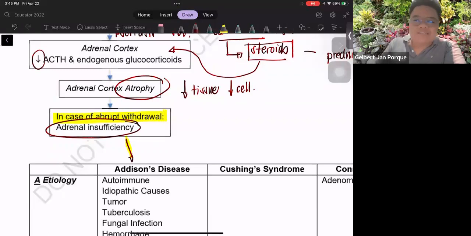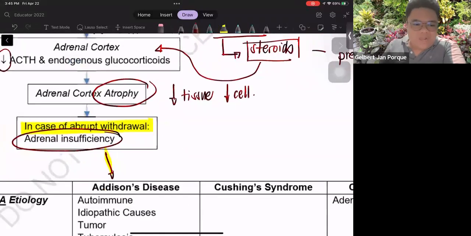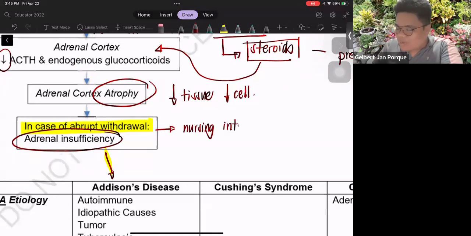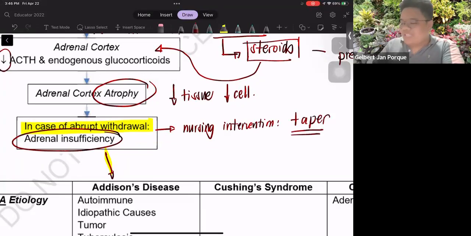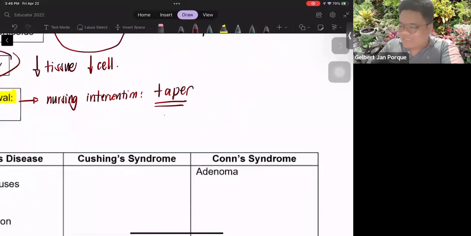Now, let's talk about abrupt withdrawal. It is written there that in case of abrupt withdrawal, there would be adrenal insufficiency. What is our nursing intervention? For example, I have asthma and I am taking prednisone. What will be my nursing intervention to prevent adrenal insufficiency? Okay, good answer. Taper the dose. And when we say taper, gradually decrease the dose.